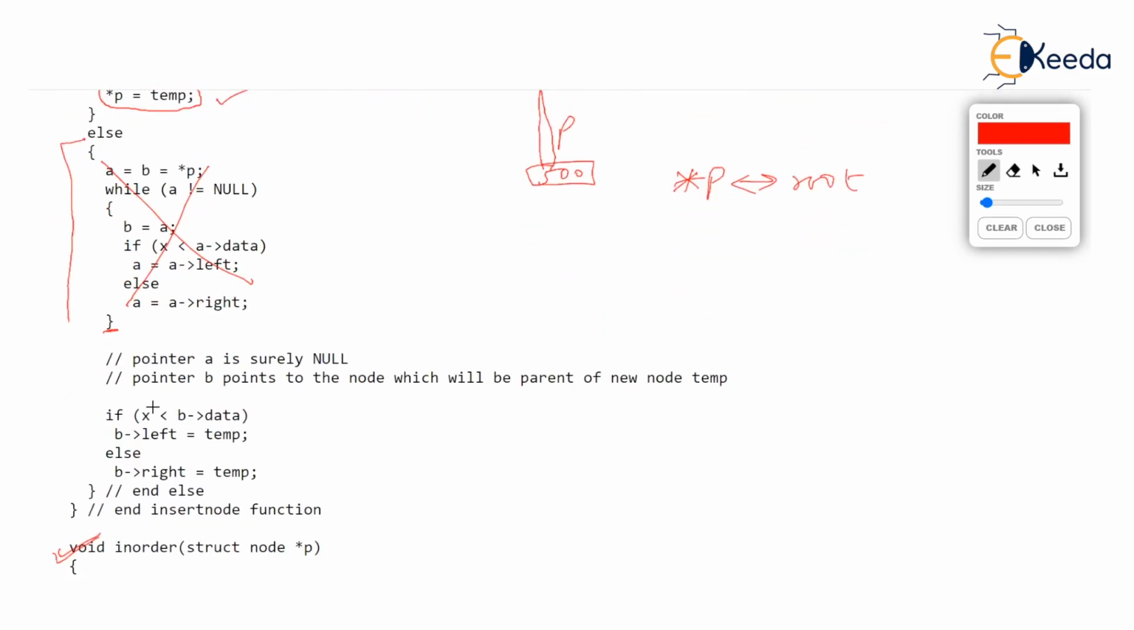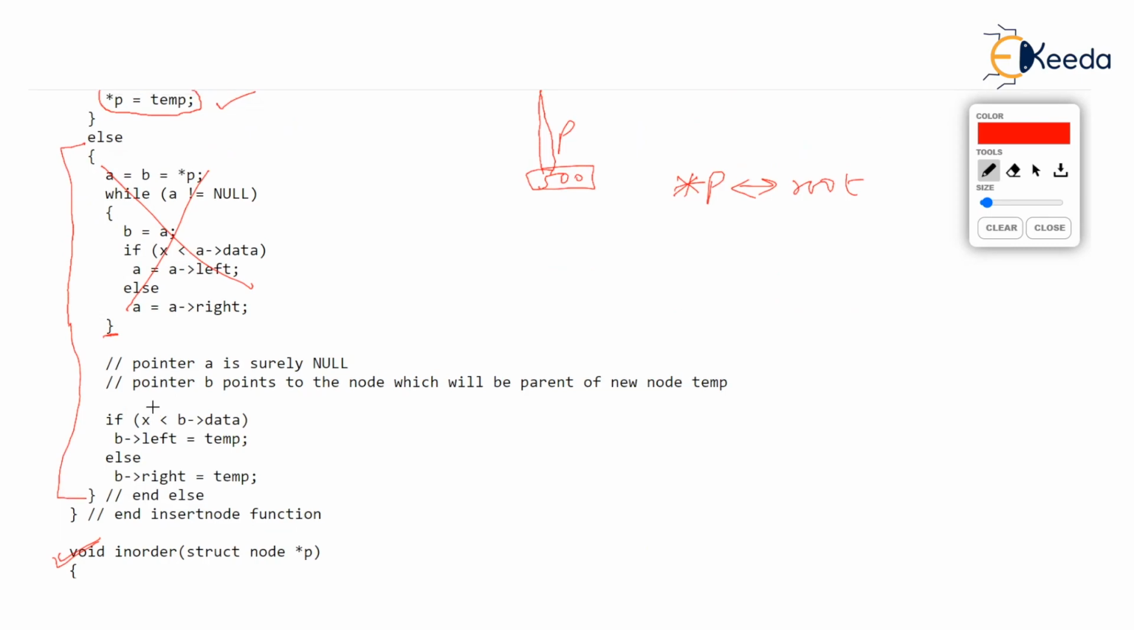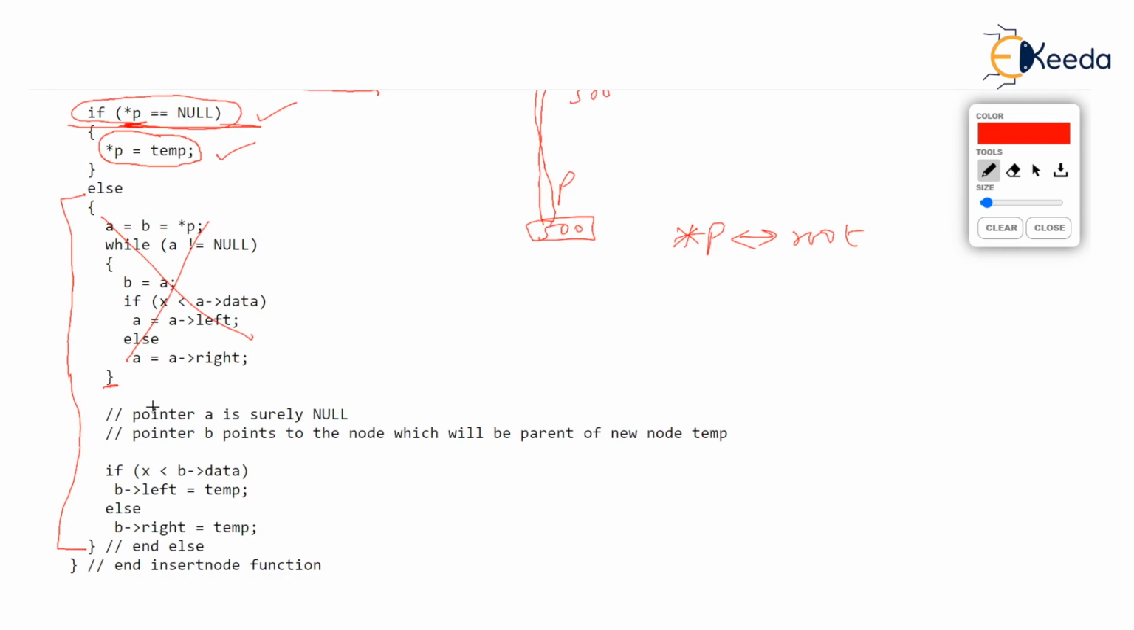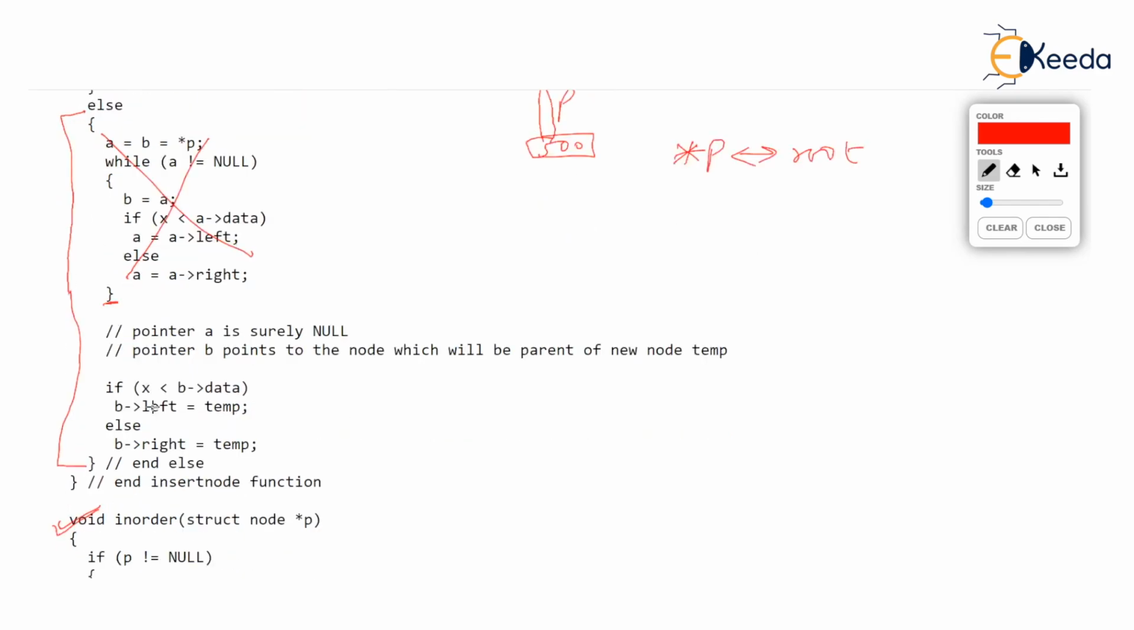This entire big else section will be skipped, because if was true. What if was true? If root is null was true, so root pointed wherever temp points, and the else got skipped, and we have come to the end of insert node. Good lord, what an easy function. We have not done anything. Most of the lines in the else have got skipped because if was true.